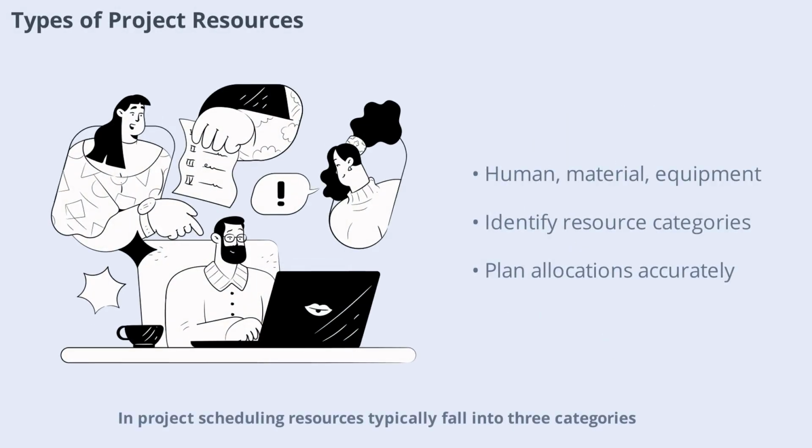In project scheduling, resources typically fall into three categories: human resources, material resources, and equipment. Human resources include your project team members and their unique skills. Material resources refer to consumables like raw materials or office supplies. Equipment covers tools and machinery needed to complete tasks. Understanding these categories helps you plan more accurately and allocate resources where they're needed most. Next, we'll discuss how to assess resource availability before assigning them to tasks.